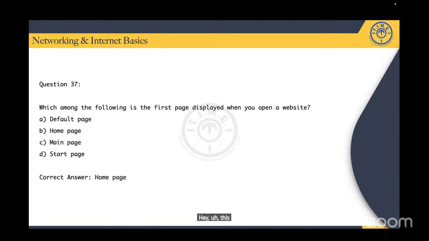This is a standard term used in web design, browsers, or any competitive exams. And why are the other options wrong? Default, main, start page are informal terms, right? And homepage is the official exam terminology. So home or landing is the correct answer.